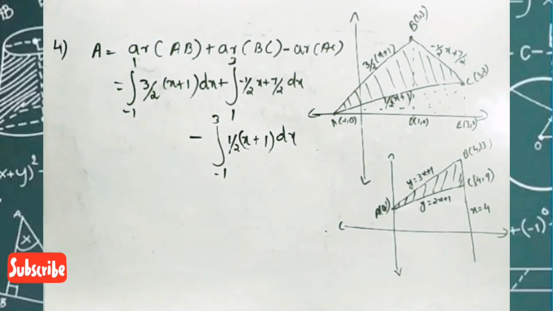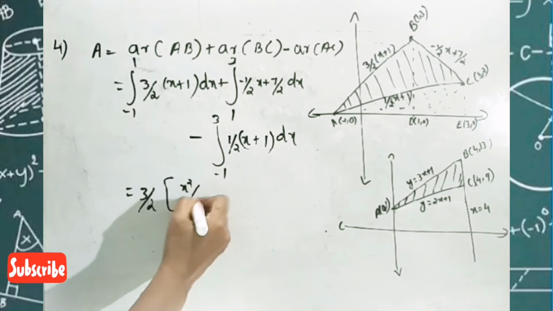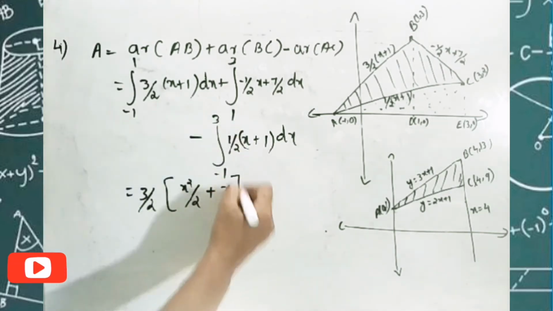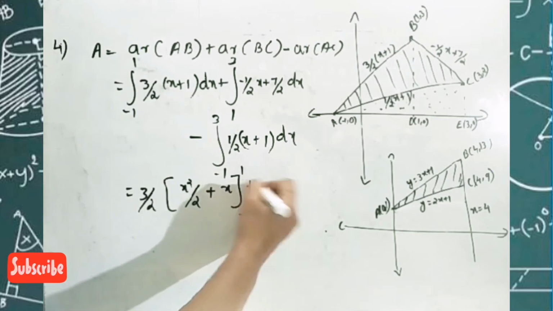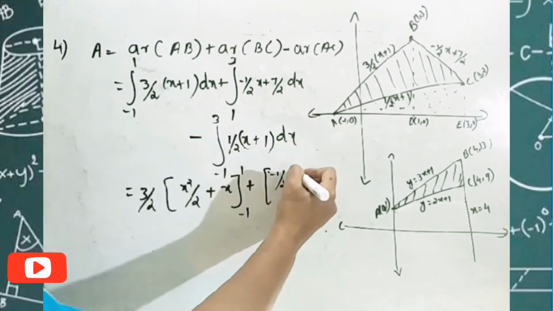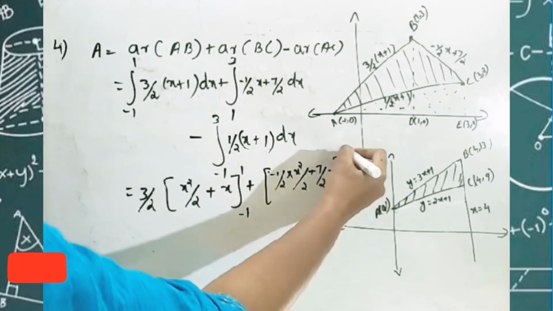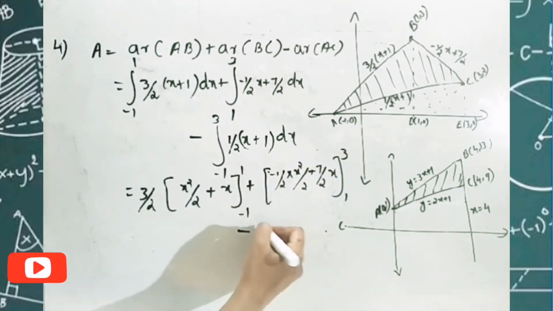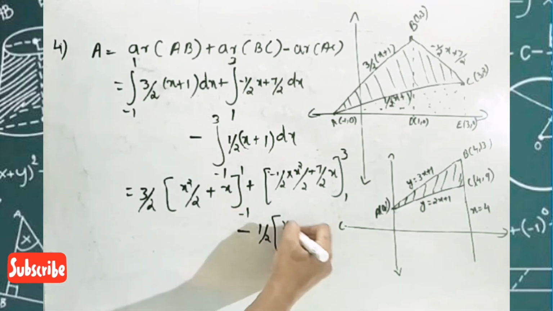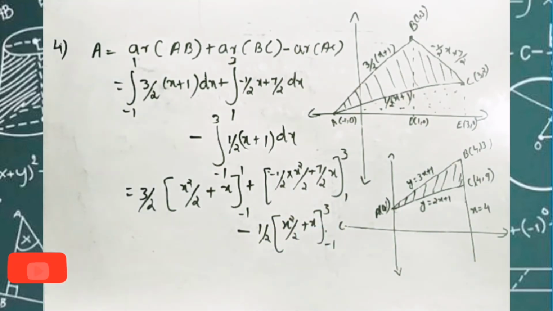Now we need to integrate it. Here, in the first integral, 3 by 2 is a constant, so just take it outside. The integral of x is x square by 2, plus the integral of 1 is x, from minus 1 to 1. The second one is minus 1 by 2 into the integral of x, which is x square by 2 plus 7 by 2 x, from 1 to 3, minus 1 by 2, a constant, taken outside, x square by 2 plus x from minus 1 to 3. We need to apply the lower limit and upper limit in those three cases.